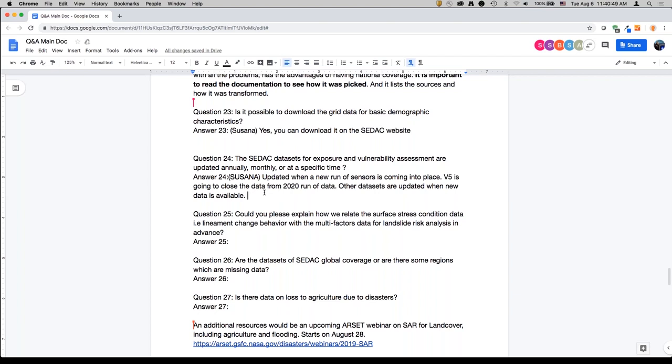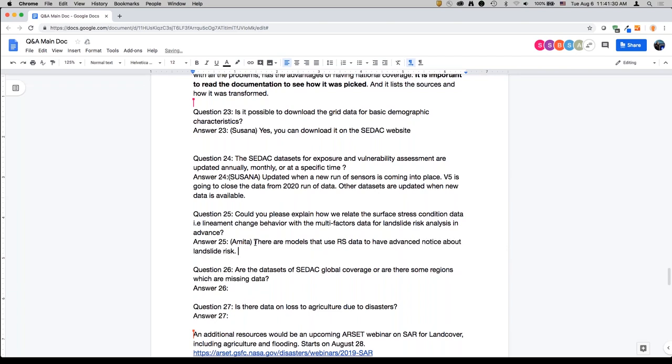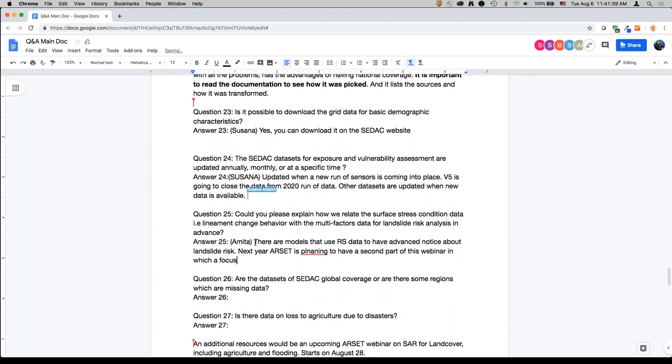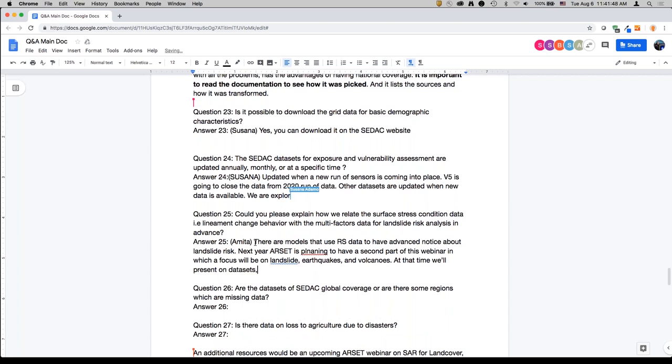So question 25, and there's also another one I saw down about earthquake. So could you please explain how we relate the surface stress conditions data, alignment change behavior with the multi-factors data for landslide risk analysis in advance? So there are tools, or there are models which use remote sensing data to have advanced notice about landslide risk. Actually, next year, ARSET is planning to have a second part of this disaster risk assessment webinar, in which the focus will be on landslides, earthquakes, and volcanoes. So at that time, we will be presenting data sets and models and tools that can help in detecting or assessing risk of landslides, earthquakes, etc.